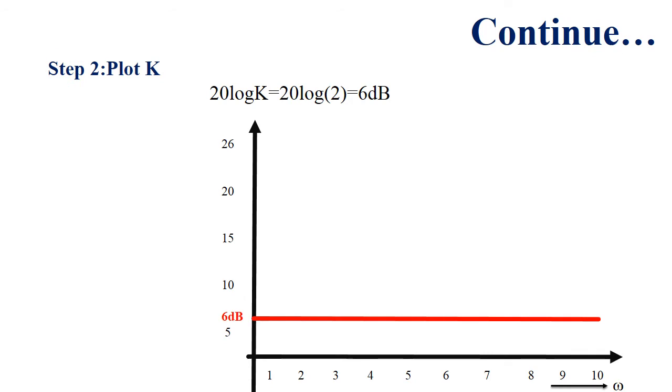In the next step, I will put the value of K in the magnitude formula of 20 log K and plot it on the x-axis and y-axis. So 20 log K, as we have seen in the previous slide, with K equals 2, gives 20 log of 2 equals 6 dB, which is basically the magnitude value. As I can see there is no slope, so I will plot the K gain value on the y-axis, and it is a straight line.